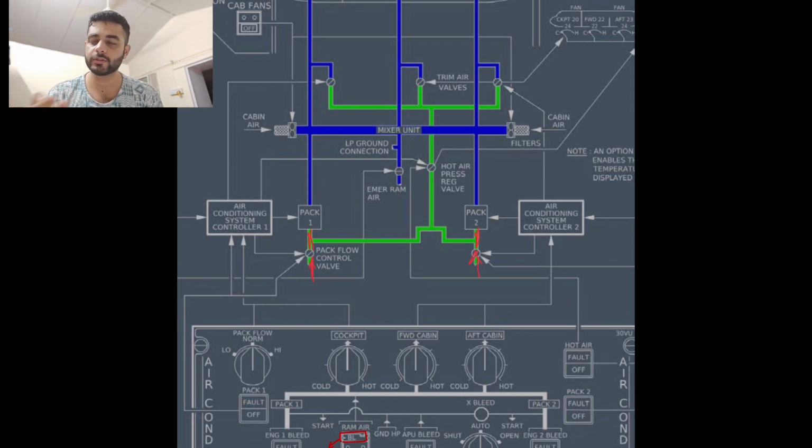So which three sources do we have? We have our engine bleeds, we have our APU bleeds, and we have a high pressure connection under the pack itself. You'll notice a very thin line, because it's high pressure. High pressure means there's a lot of force hitting the circumference of that pipe.